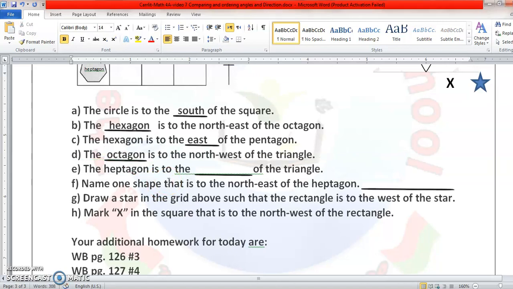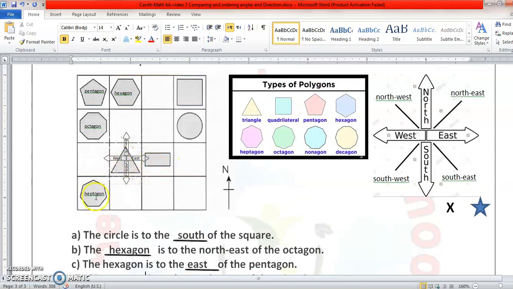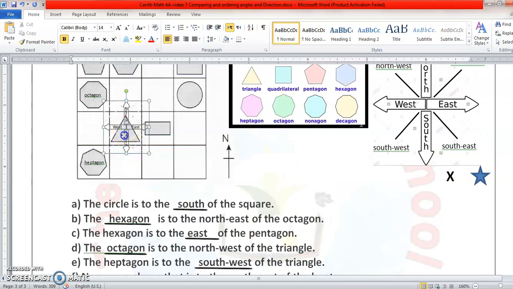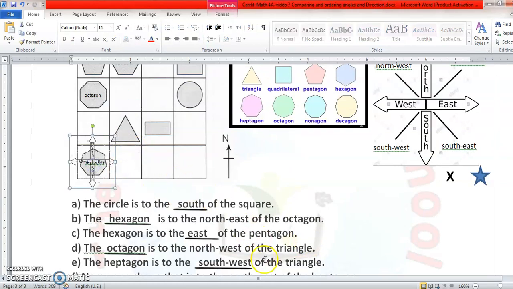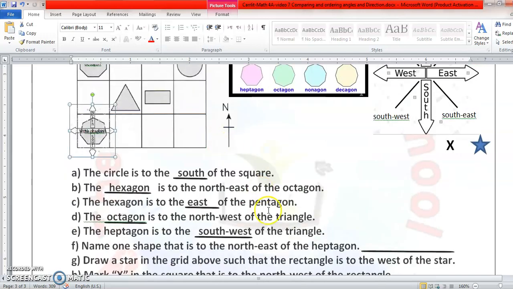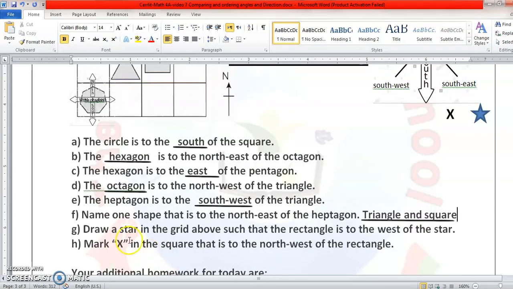And now, question E. The heptagon is to the blank of the triangle. Heptagon, where is heptagon? It is here, southwest of the triangle. Southwest. Okay. And question F, name one shape that is to the northeast of the heptagon. Heptagon, if this is heptagon, what is the northeast of the heptagon? So this one, northeast, so this is triangle and square. Triangle and square.